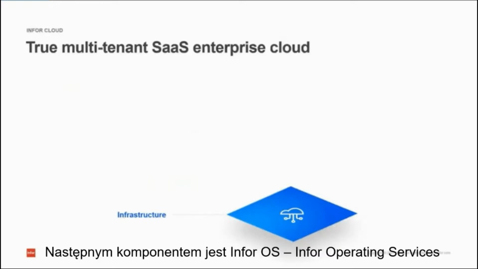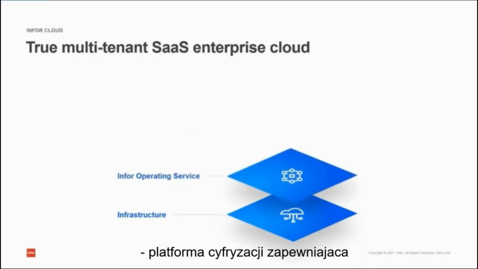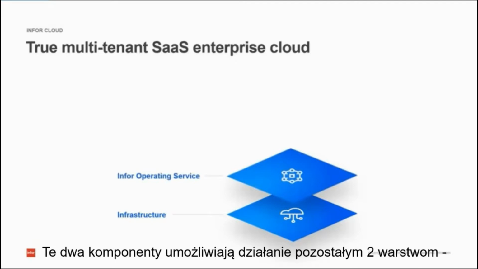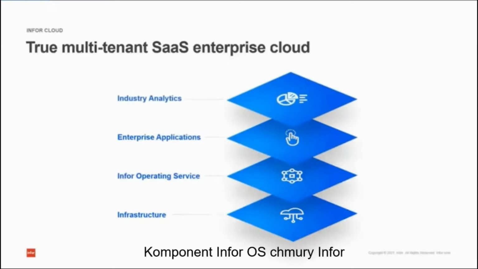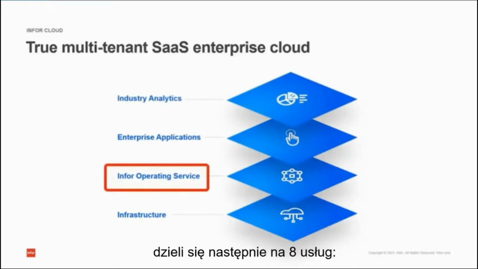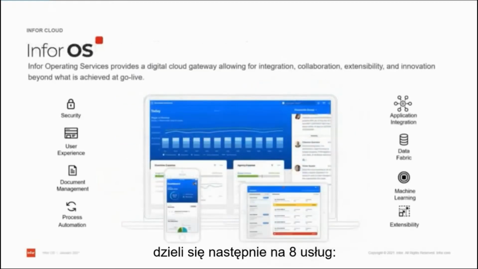The next component is Infor Operating Services. This is our digital platform that enables advanced competitive technologies in your business. These 2 components enable both the application and analytics components in the Infor Cloud. The Infor Operating Service component of the Infor Cloud can further be broken down into 8 logical services.